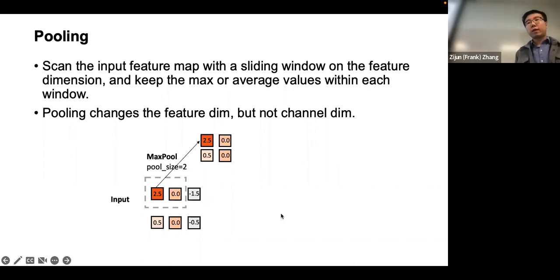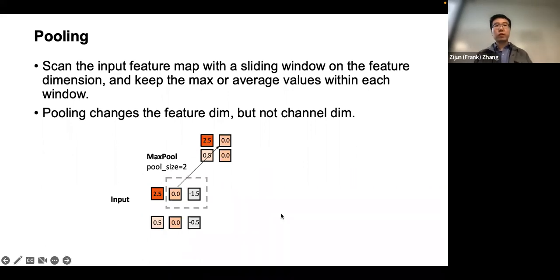So I guess at this point, it should be clear that the pooling operation will change the feature dimensions, right? Because when you slide that, two numbers become one. We take the maximum value from the two numbers. But it doesn't really change the channel dimension because we apply the same maximum operation identically to each channel.